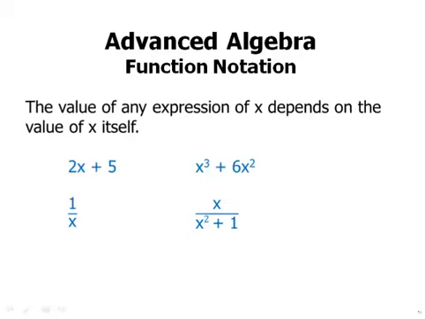Now, of course, with the expression 1 over x, we can't plug in 0 to that, but we could plug in any other number on the number line. For the other 3, we could plug in any number on the number line. We could plug in positive numbers, negative numbers, fractions, and of course we'd get all kinds of different outputs if we plugged in different inputs. So changing the value of x, of course, changes the value of the expression.